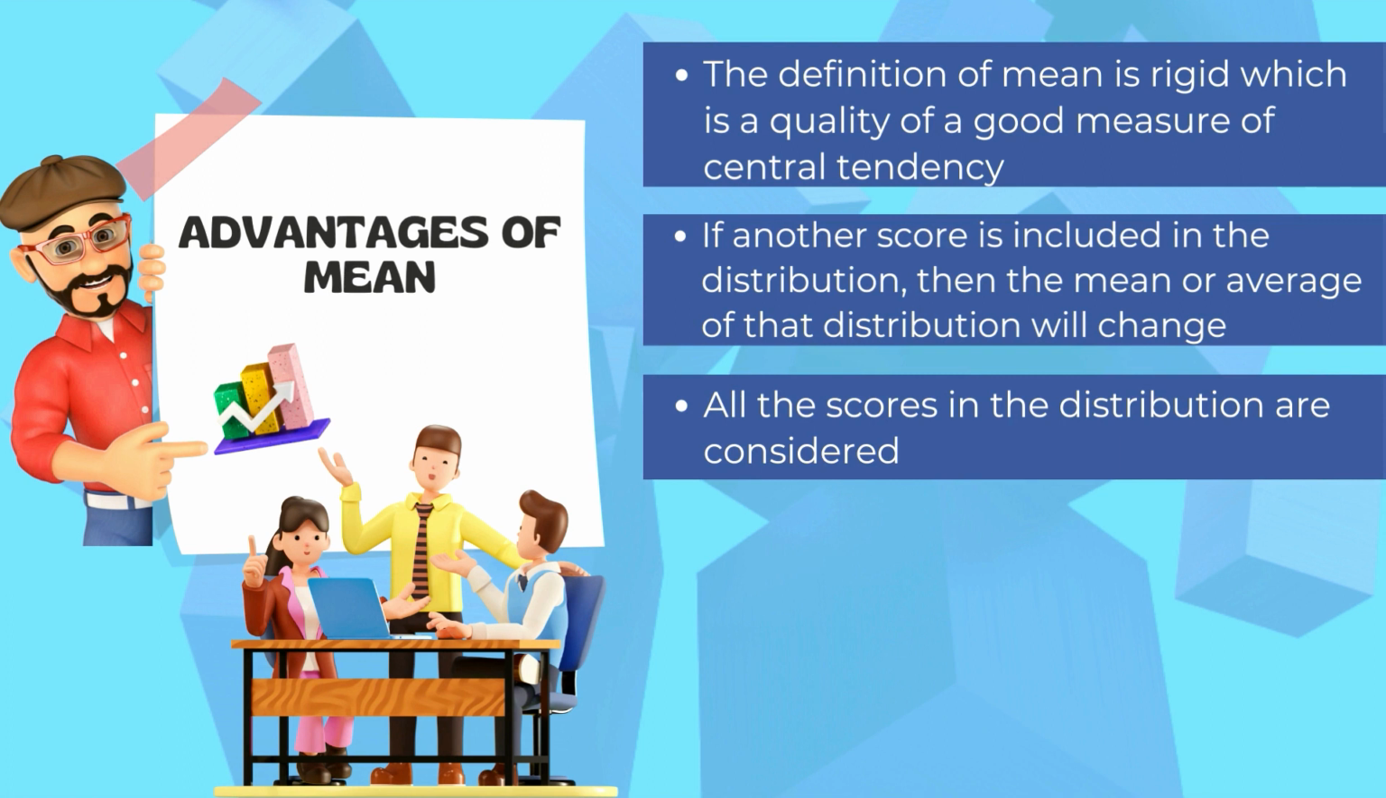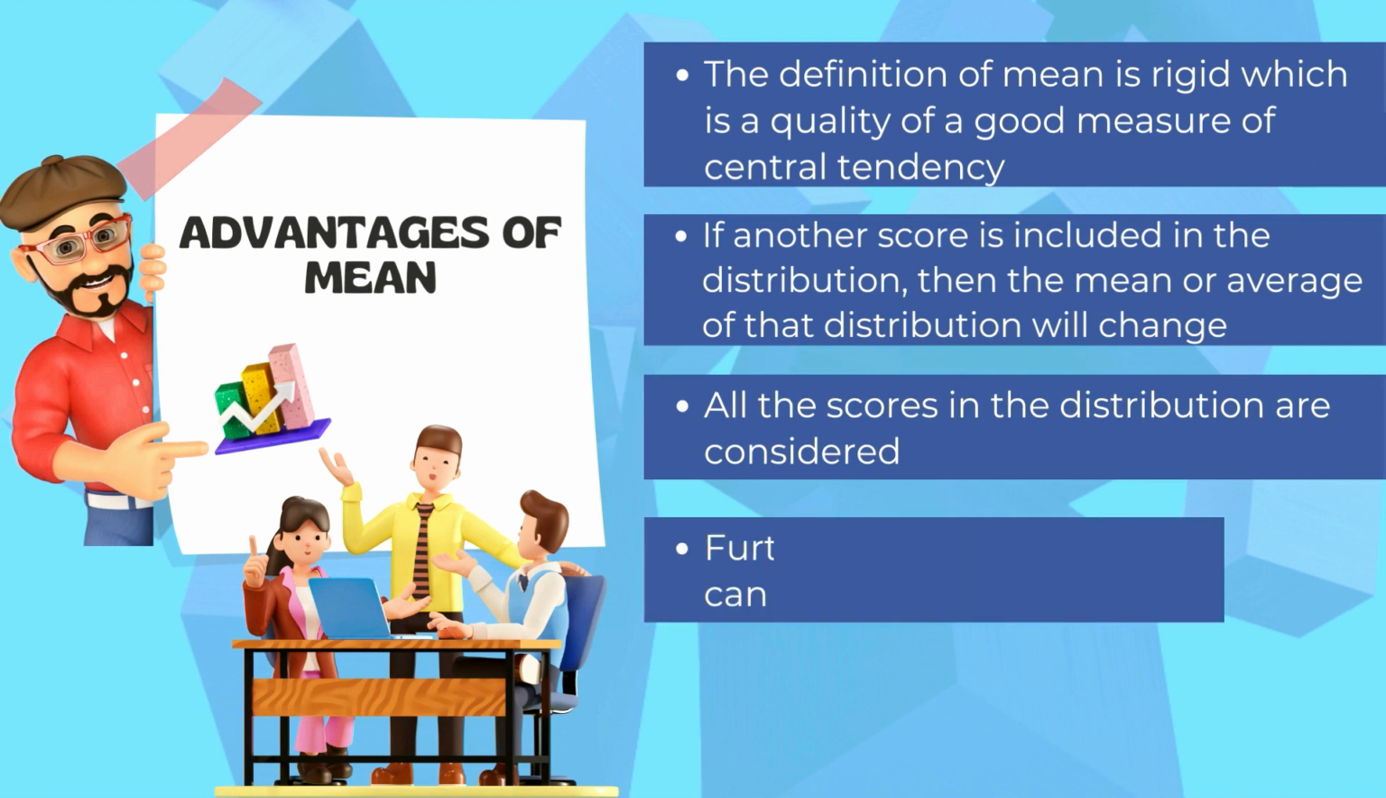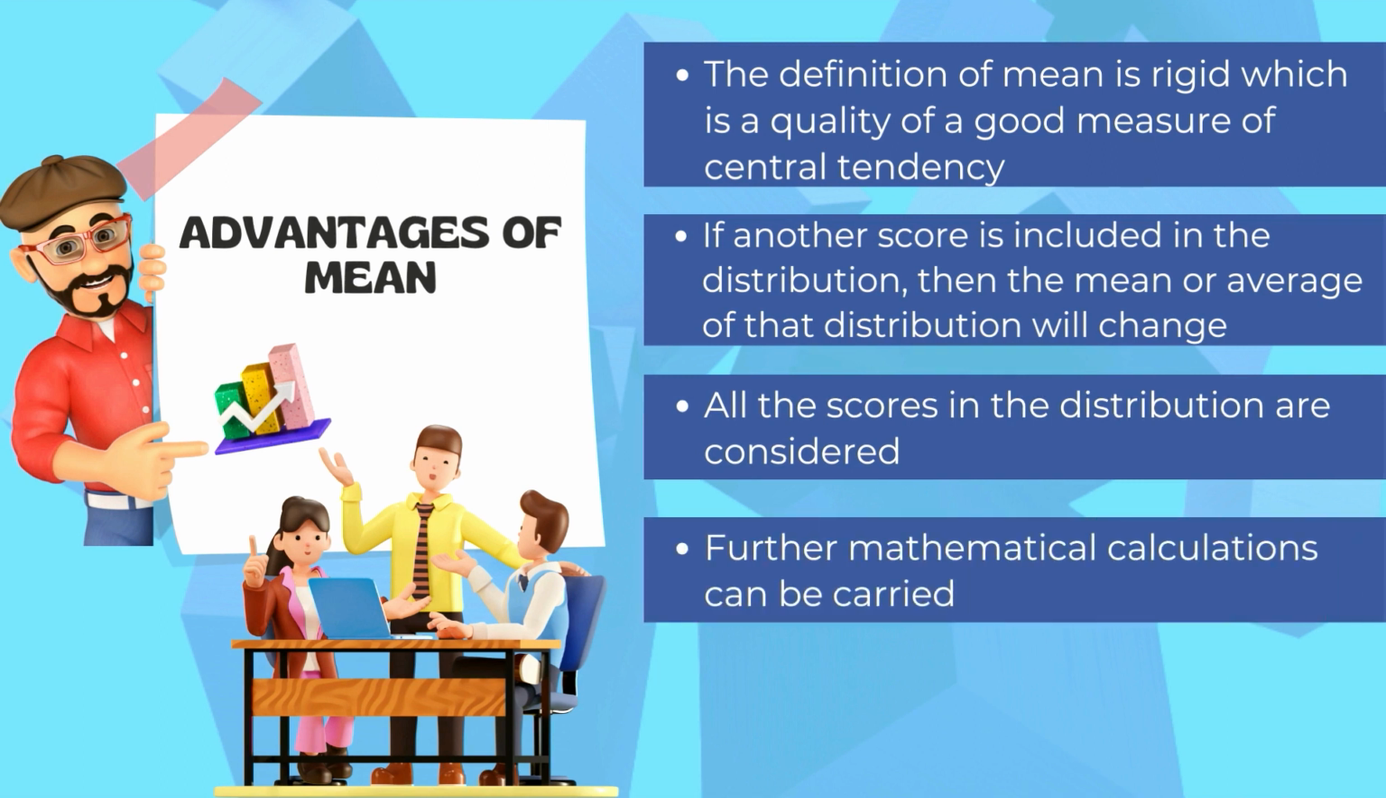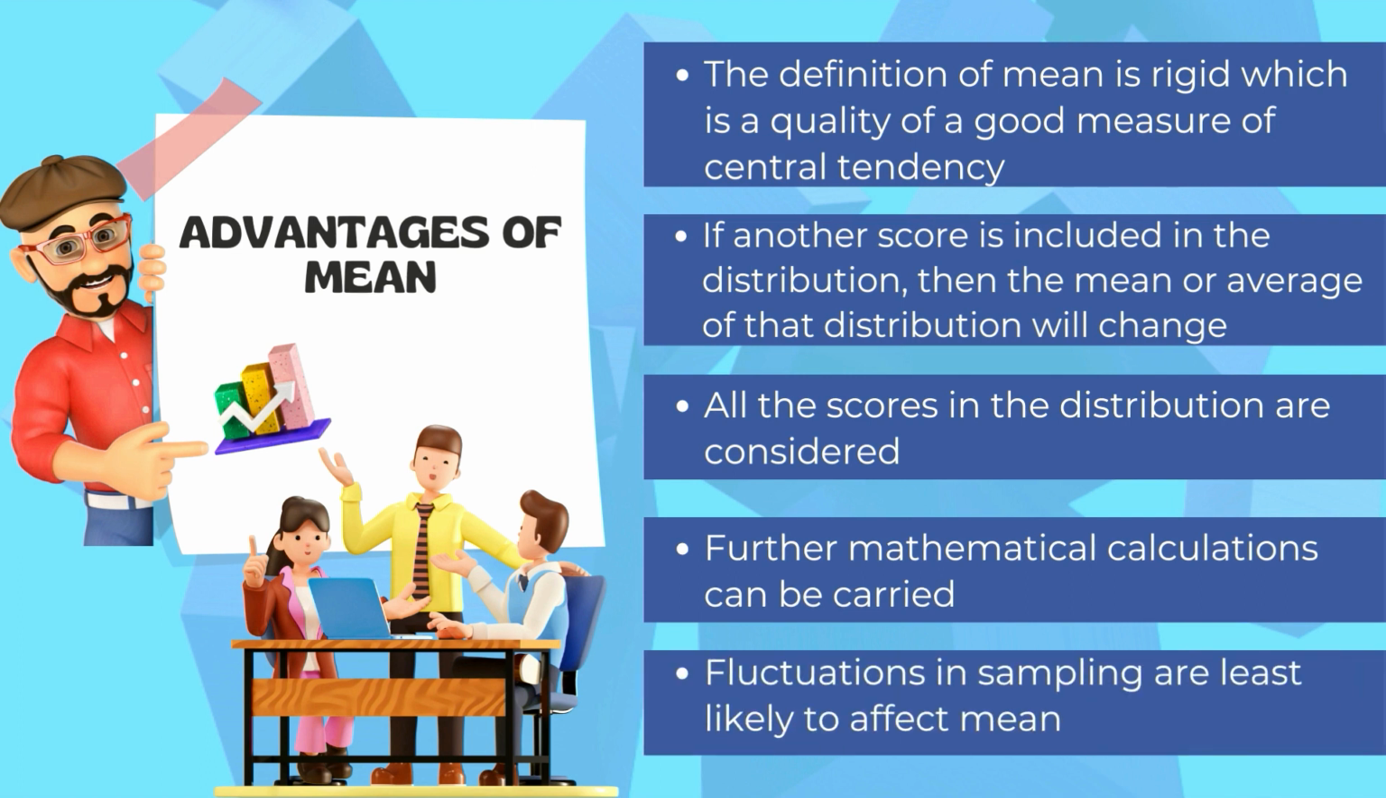So when we calculate the mean, we consider all the data. Further, mathematical calculation can also be carried out with the help of the mean. This is also one of the advantages, and fluctuations in sampling are least likely to affect the mean. So if the nature of sampling is fluctuating, it is very unlikely to affect the mean. These are the advantages of mean.